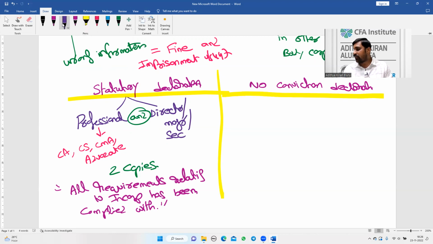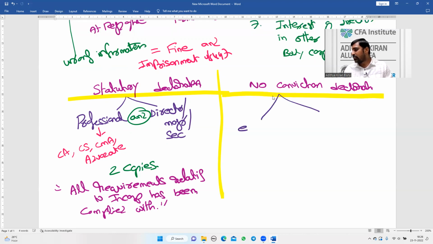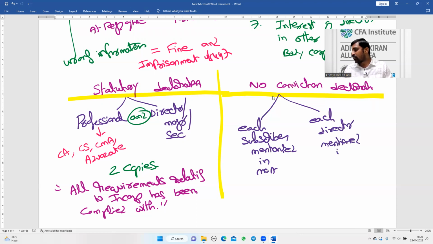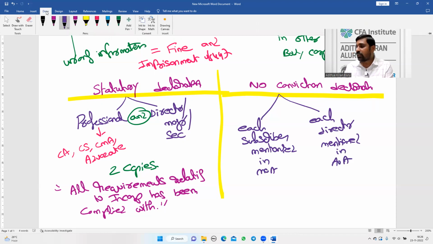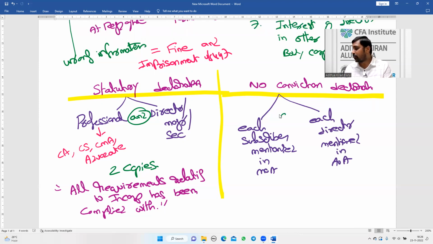This declaration has to be given by each subscriber and each first director. Each subscriber mentioned in the MOA has to give this declaration, and each director mentioned in the articles of association. So this no conviction declaration has to be given by each of the subscribers mentioned in the MOA and each of the directors mentioned in the articles of association.